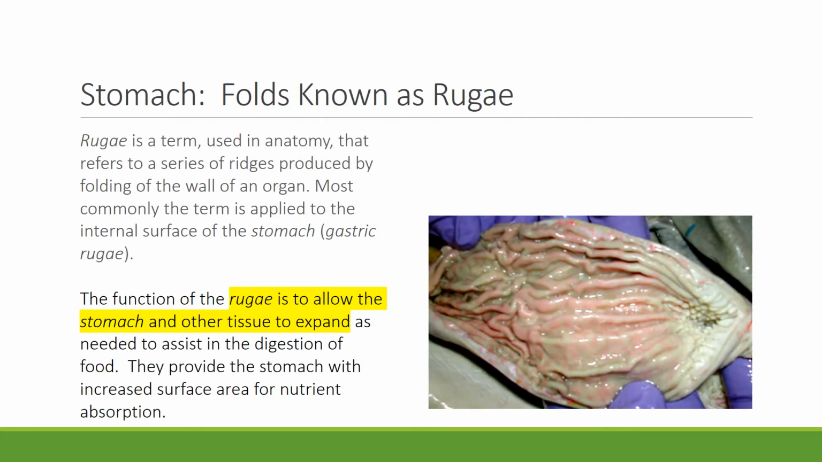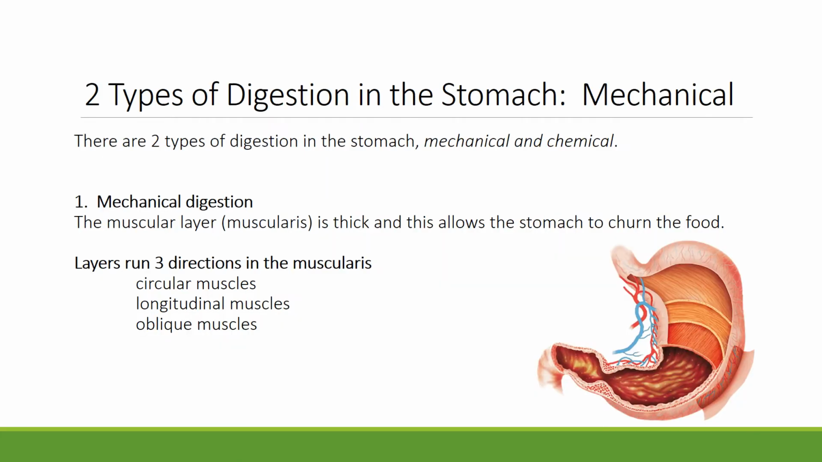In the stomach are folds known as rugae. The function of rugae is to provide more surface area and to expand as needed. There are 2 types of digestion that occur in the stomach. They are mechanical and chemical. Mechanical digestion is the process of churning the food, and this is possible because there's a muscular layer known as the muscularis that's thick and allows this to happen.